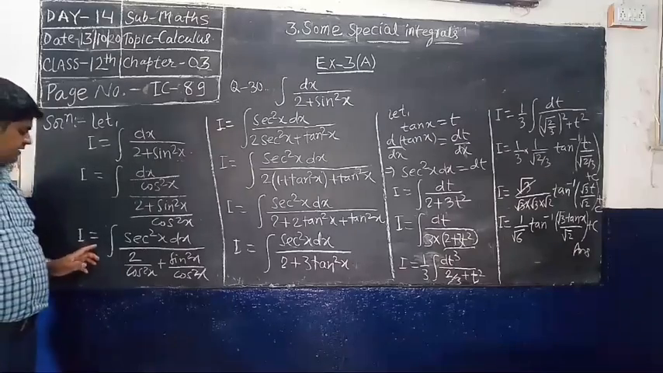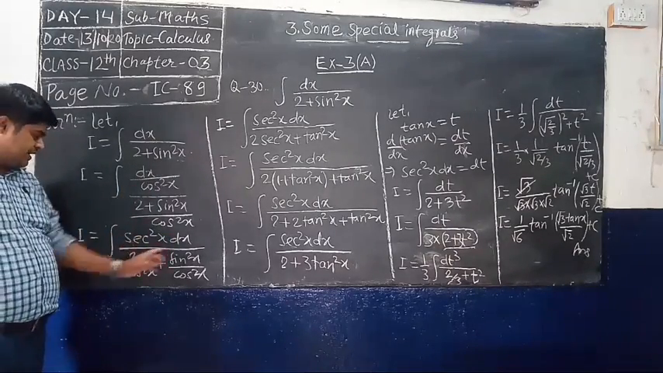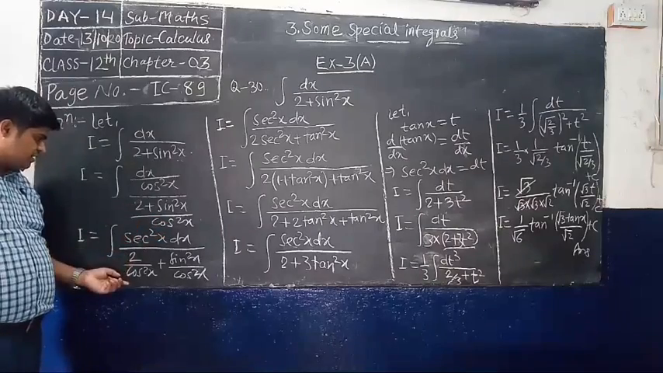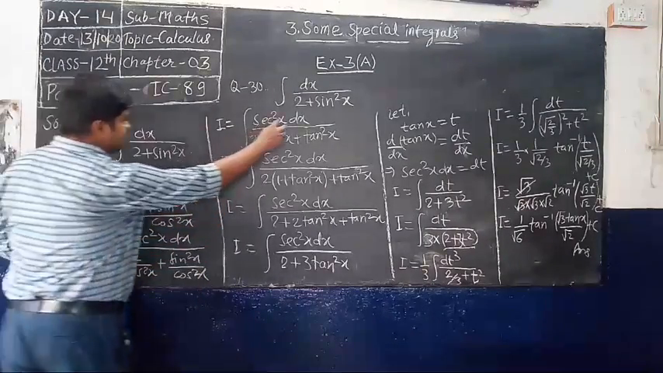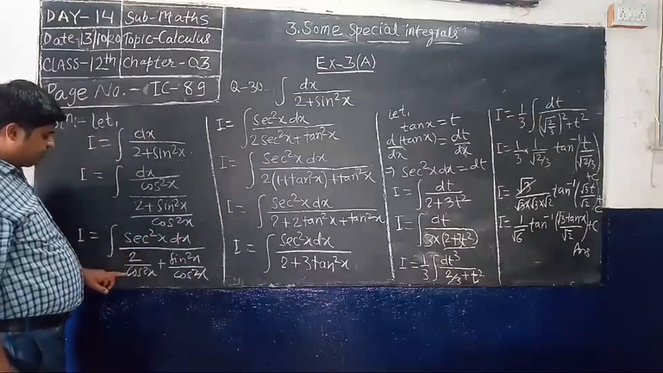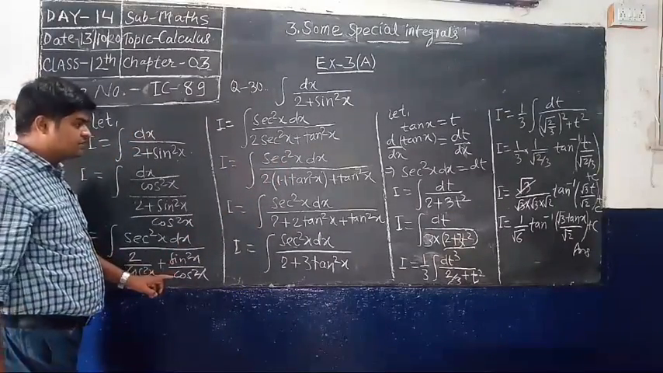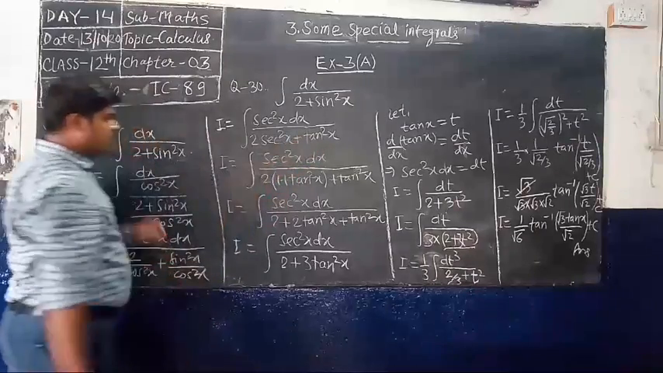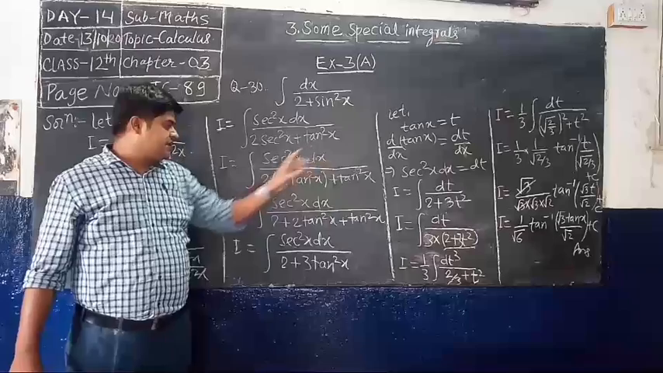Then integration 1 by cos square x, sec square x dx by, you will separate the term 2 by cos square x plus sin square by cos square x. Now it becomes sec square x dx by 2 sec square x plus tan square x. Now integration of sec square x dx.